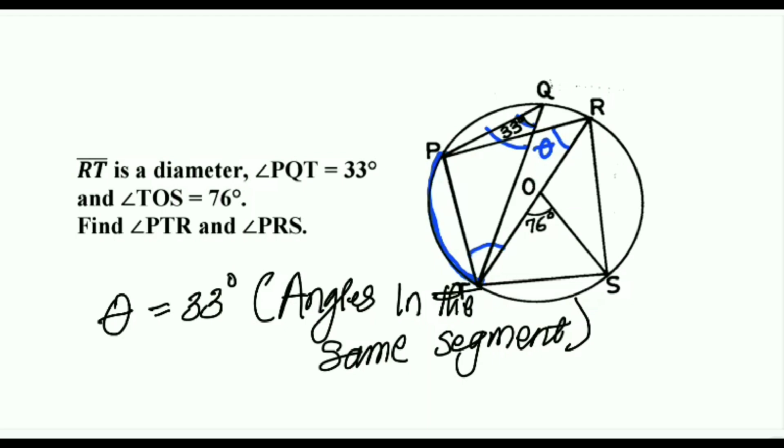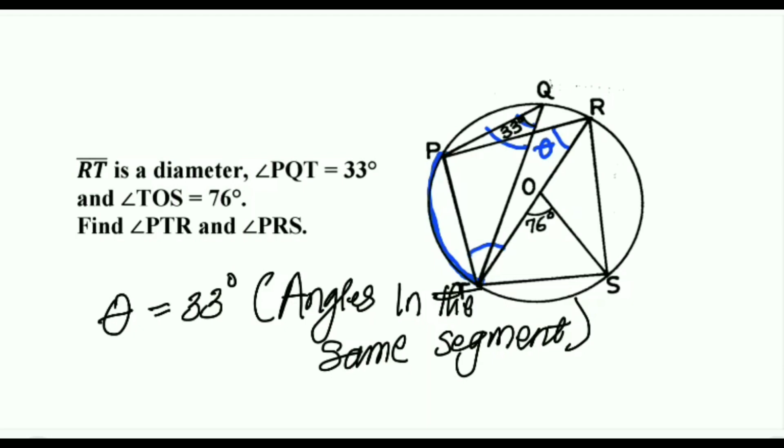Let's continue. The question says that RT is a diameter. And when you have a diameter in the circle, you begin to think of a semicircle, half of a circle. So I have a semicircle here, and I also have a semicircle on the other side. That brings me to one of the circle theorems. Whenever you have a diameter, just think of angles in a semicircle.